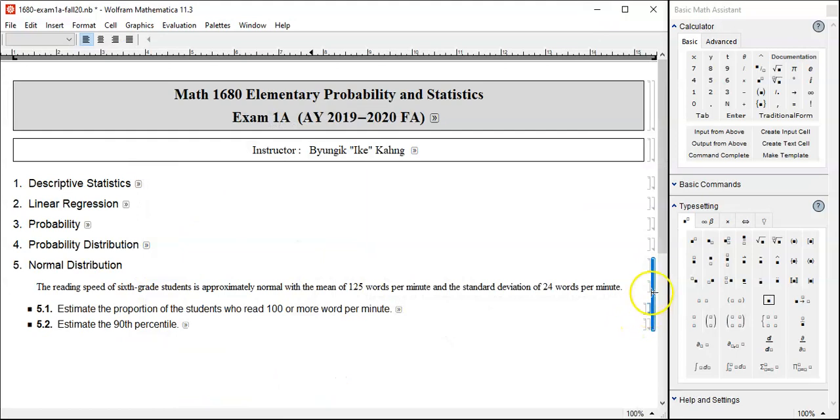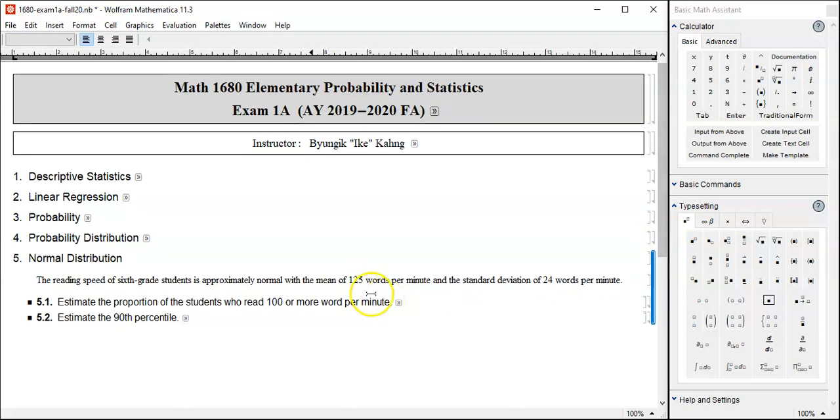Okay, here we go. Estimate the proportion of the students who read 100 or more. So the mean is 125. So that's the mean right in the center. And more than 125, half the students, 50%. Less than 125, another half, 50%. Now this is 100 or more.